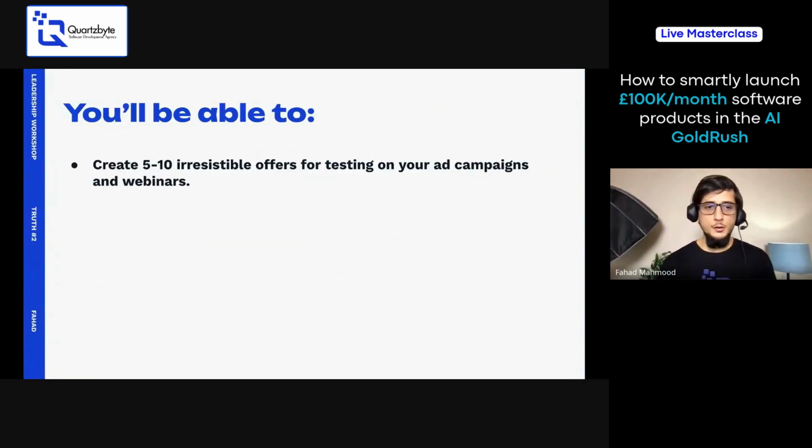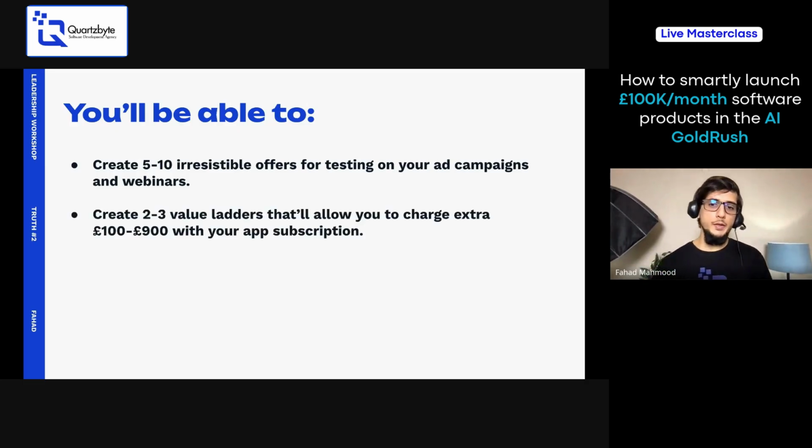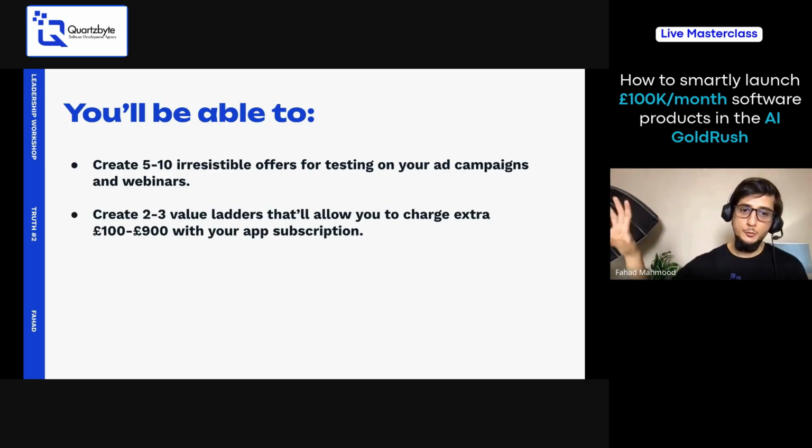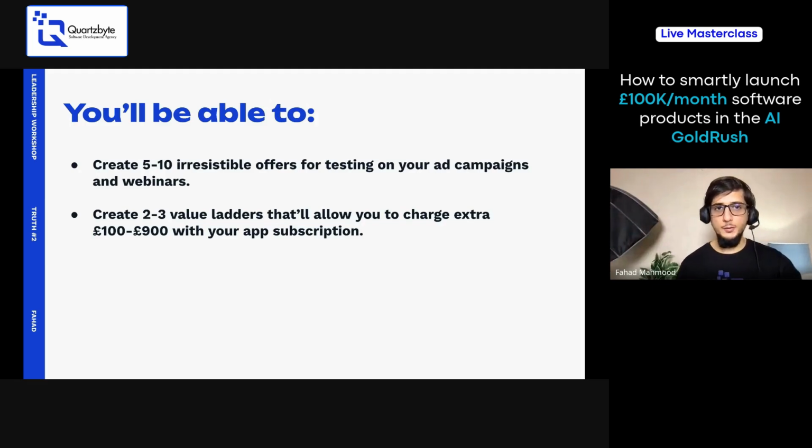So with this, you will be able to create 5 to 10 irresistible offers, which you will then start testing on your ad campaigns and webinars, seeing which one is the better one that you can scale. You will be able to create 2 to 3 value ladders, again, that will help you to charge extra, provide more value with your app subscription, help your target audience achieve more in a shorter amount of time, and in turn help you stand out from all the chaos, all the other competition. So that is very important.